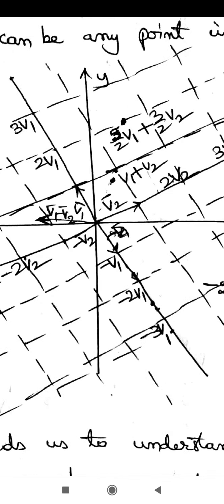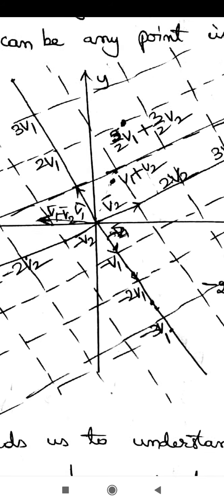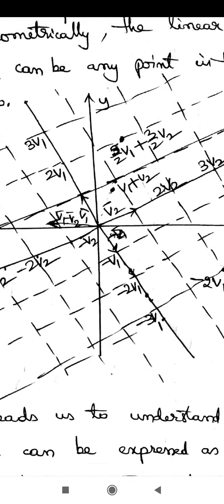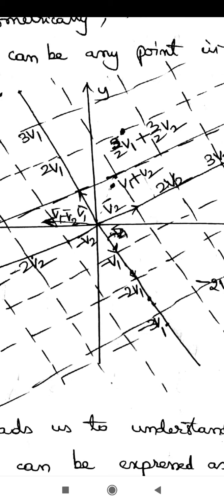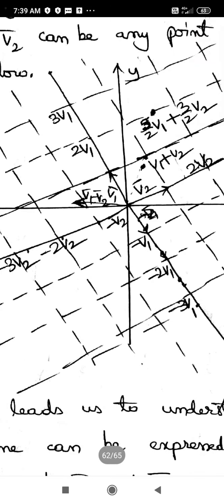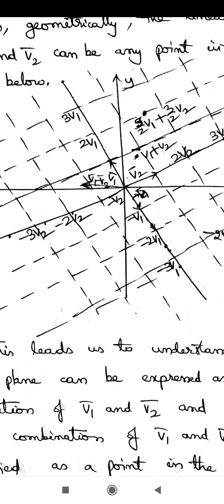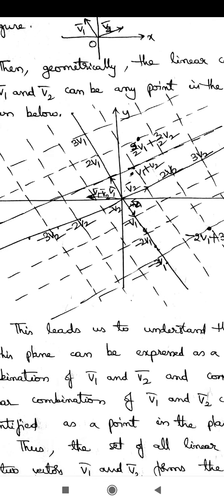Not only the intersecting points, but each and every point in this xy plane is a linear combination of these two vectors v1 and v2. And vice versa also. That means conversely, each point in this xy plane gives rise to a linear combination of the vectors v1 and v2. So we can understand that every point is a linear combination in this xy plane.